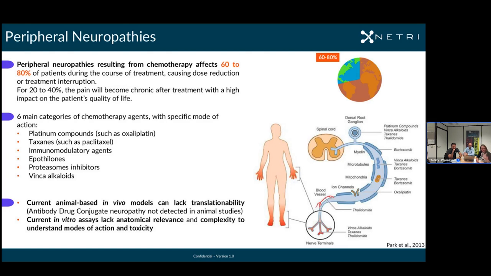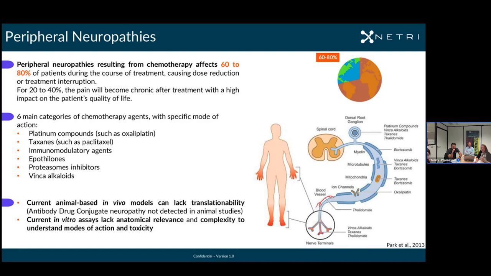There are 6 main categories of chemotherapy agents with really specific modes of action. And today we will focus on 2 of them, the platinum compounds such as oxaliplatin and the taxane compound paclitaxel. And here on the right-hand side, you have a description of those modes of action.